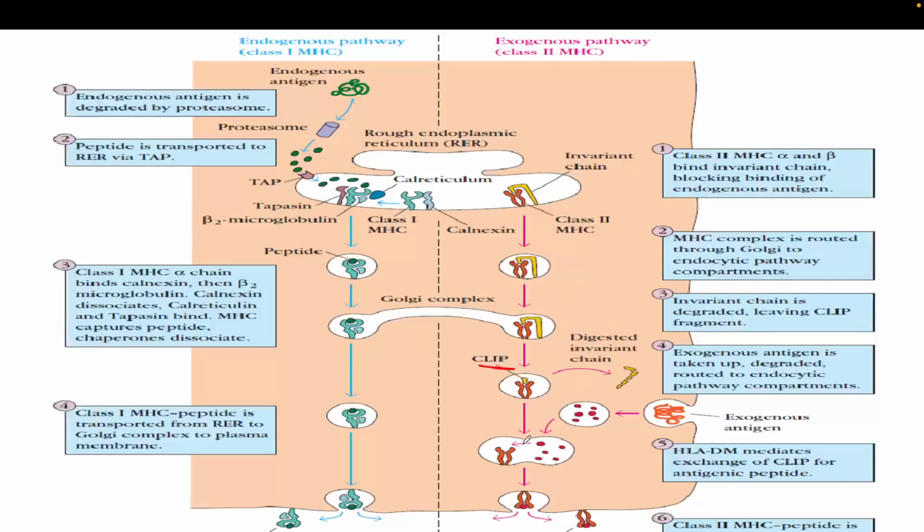And once these two endosomes fuse together, this CLIP molecule will also be removed, and the antigen will bind to the MHC2 molecule and be presented to the CD4 T cell. Okay, so this is the complete procedure.